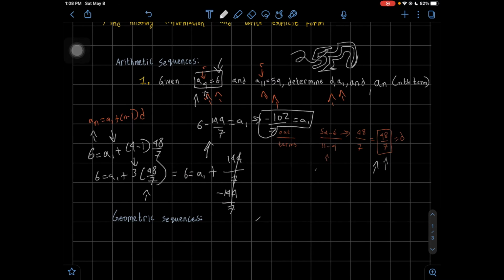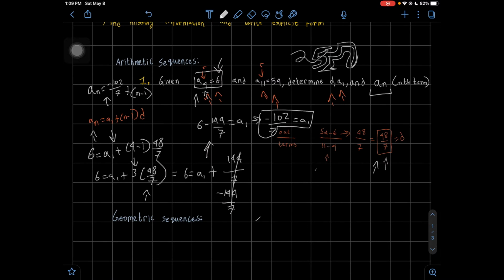Now it also needs our a of n value, which, as we said before, is just our equation. For our equation, we're going to substitute our values into the explicit equation, but we're not going to substitute any value for a of n. We're just going to have a of n equals our a1 value, which we found to be negative 102 over 7, plus n minus 1, because we just want this to be a base equation which you can use down the road for any type of n value.